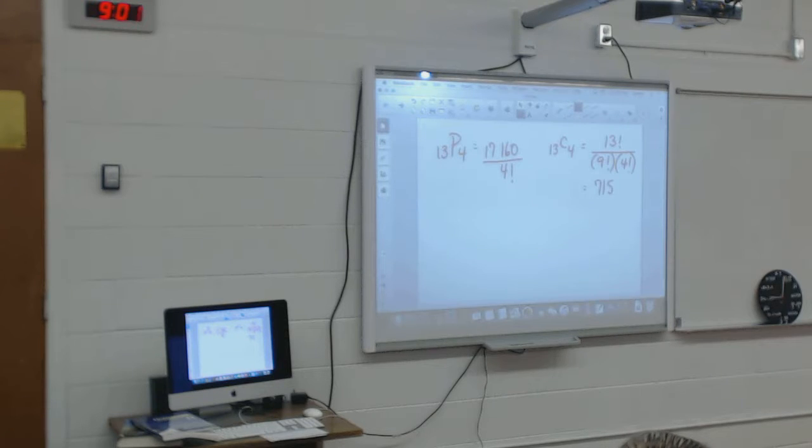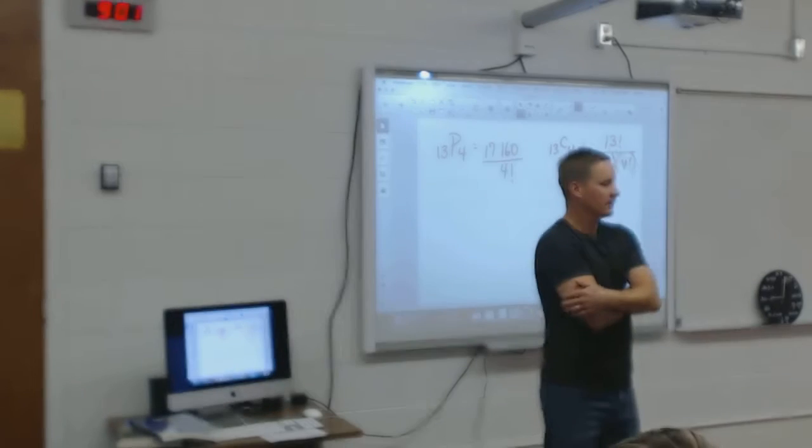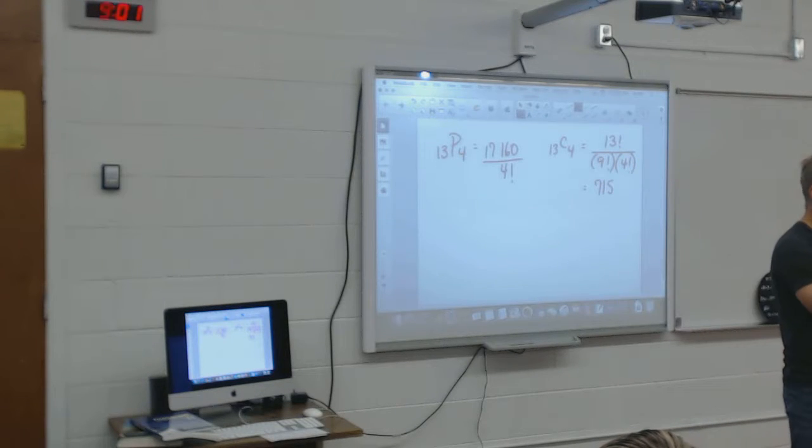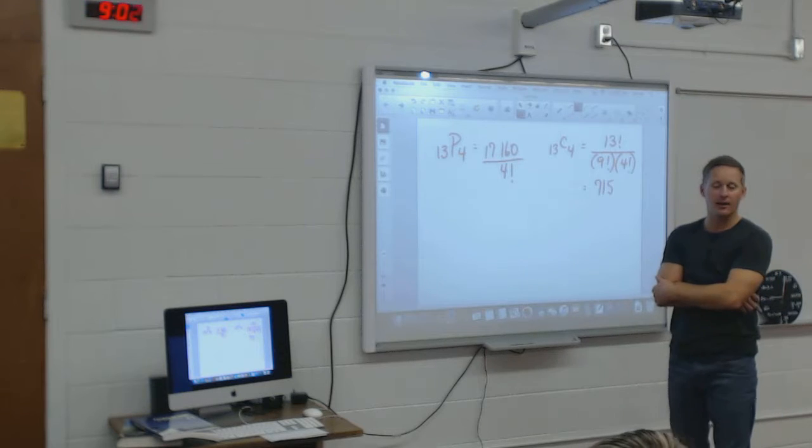Were there any issues with 4.3 or 4.2 yesterday? Anybody have any questions? 4.2 was just factorial notation. What about 4.3? Any issues? What about question 5? Anybody have any issues with question 5?